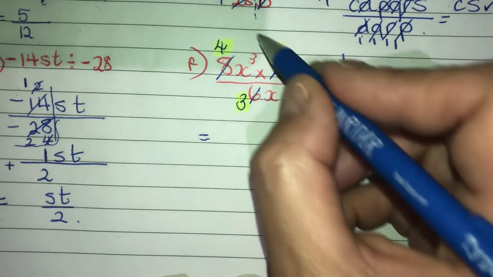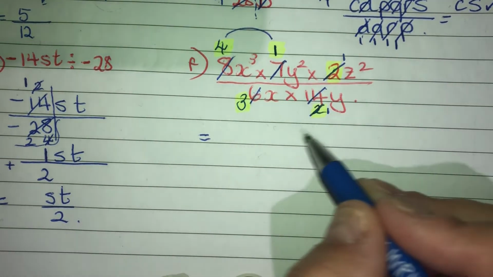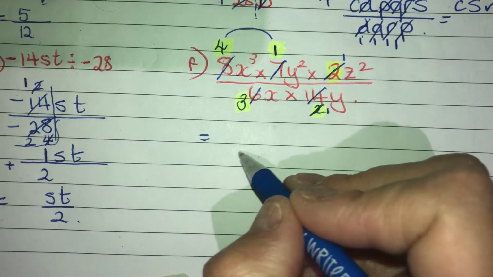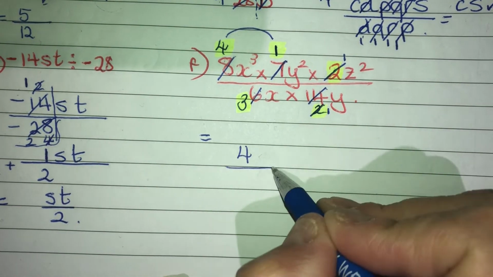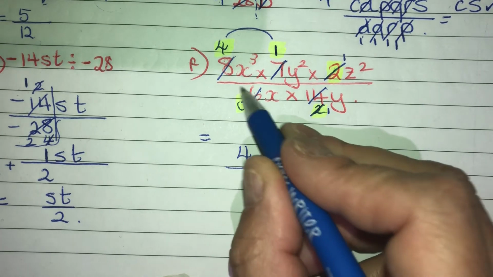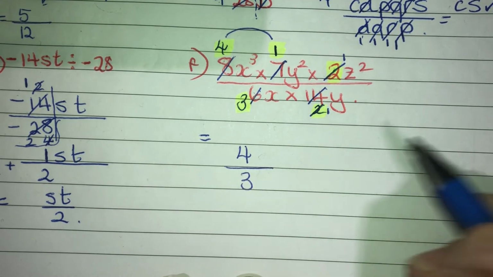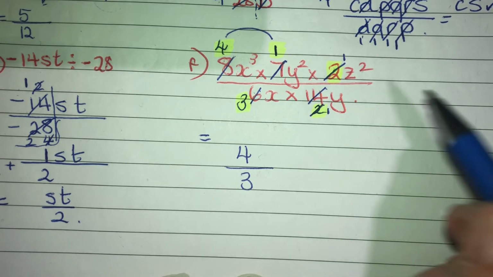So let's have a look at the numbers. We got 4 times 1. That's all that's left on the top, so it's going to be a 4 on the top. And on the bottom I've just got the 3, so it's going to be a 3 on the bottom. And now I've taken care of the numbers.